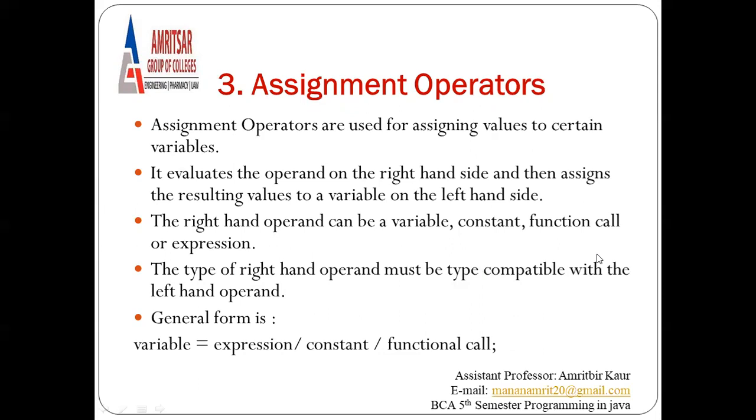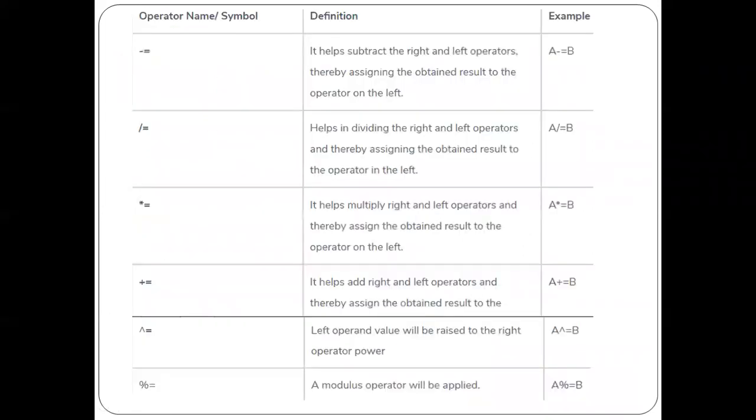So the right hand operand can be a variable, constant, function call, or expression. And the type of the right hand operand must be compatible with the type of the left hand operand. So both sides' operand data types must be compatible. So here, like a variable equals to, after equal there can be an expression like a plus b plus c, a constant, any value like 10, or a function call. So after solving the right hand side, the compiler will assign the result to the variable.